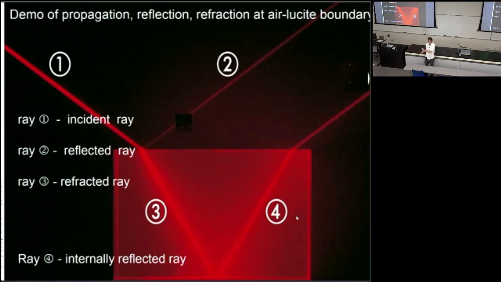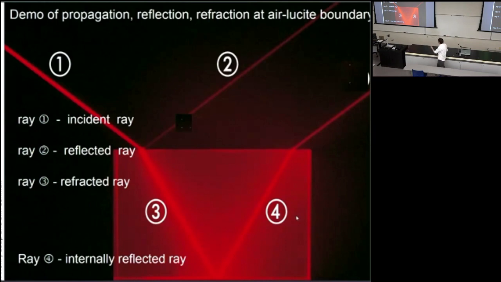Some of the light is reflected back into the air in this case. Some of the light is transmitted into the plastic. So you see at this boundary a reflected light ray, that's ray number 2, and a refracted light ray, that's ray number 3. You're seeing reflection and refraction happen there. For the reflected light ray, which obeys the law of reflection, the incident angle and reflected angle are the same. I hope you can imagine that. For the refracted light ray, the refracted angle and the incident angle are different. The light ray is bent towards the normal here.